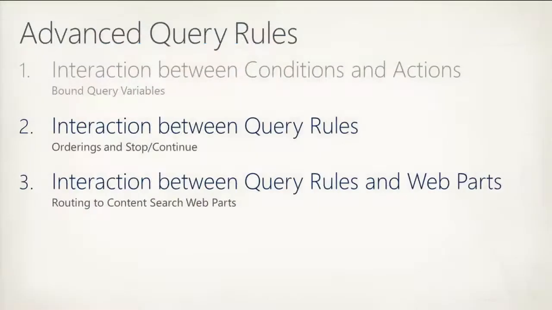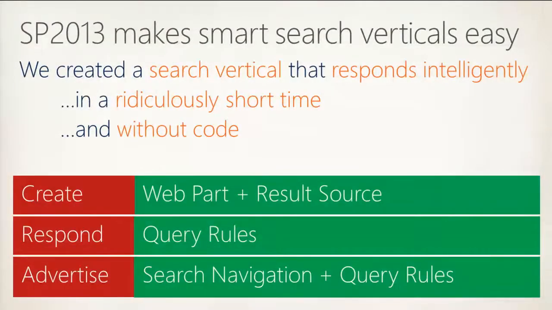Okay. So in conclusion, guys, what have we done today? We have built a specialized search experience, a search vertical, that responds intelligently to what the user is actually trying to do, instead of just what they typed. We did it in a ridiculously short amount of time, and we did it without any code. So for IT pro folk in the audience, that means that if you've got special data and special scenarios, you can just go and build a search experience. You only even need site-level permissions. You don't even need site collection permissions. Just go and create a new site and start building a search experience.